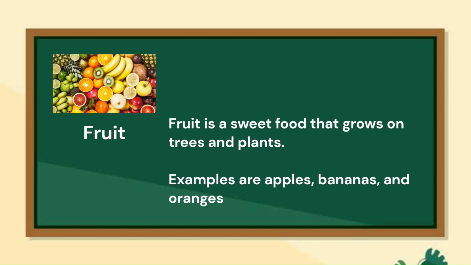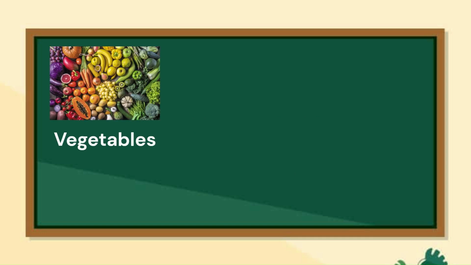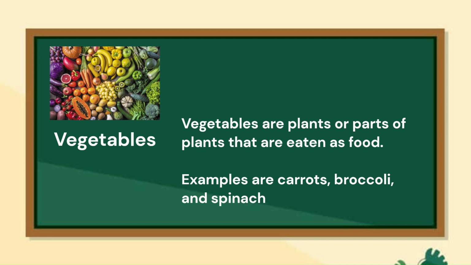Fruit. Fruit is a sweet food that grows on trees and plants. Examples are apples, bananas, and oranges. Vegetables. Vegetables are plants or parts of plants that are eaten as food. Examples are carrots, broccoli, and spinach.